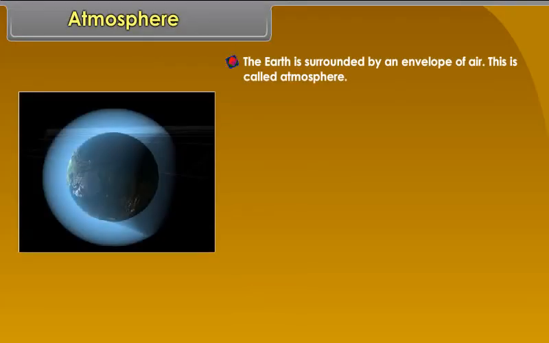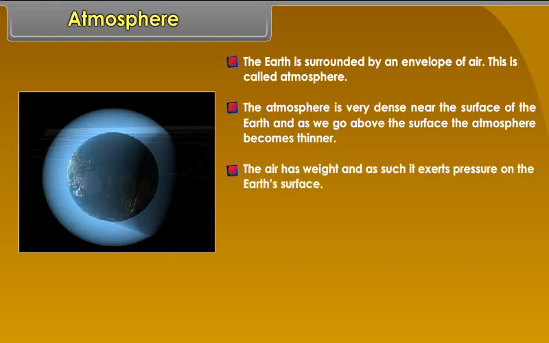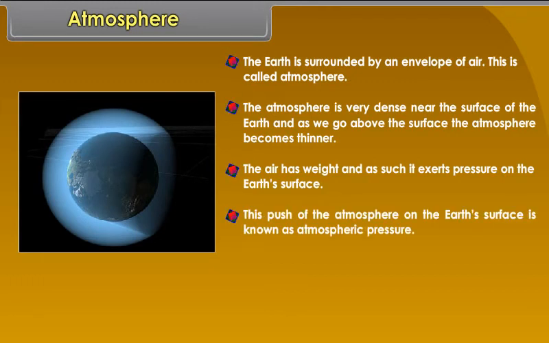Atmosphere. The earth is surrounded by an envelope of air. This is called the atmosphere. The atmosphere is very dense near the surface of the earth, and as we go above the surface, the atmosphere becomes thinner. The air has weight, and as such it exerts pressure on the earth's surface. This push of the atmosphere on the earth's surface is known as atmospheric pressure.